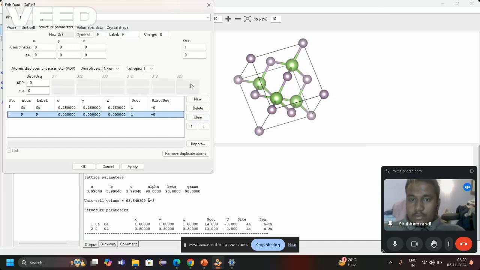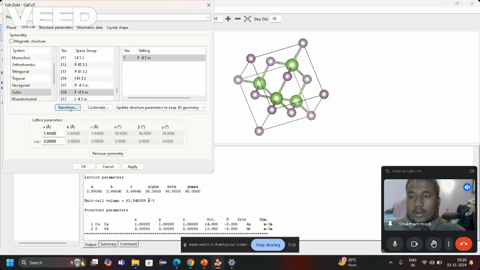Otherwise, we can set the occurrence as the number of atoms that we require. Like in the FCC, there is a requirement of 14 atoms, 8 at the vertices and 6 at the face-centered points. So 8 plus 6 is 14. So we can set the occurrence as 14 and we will get the same shape.